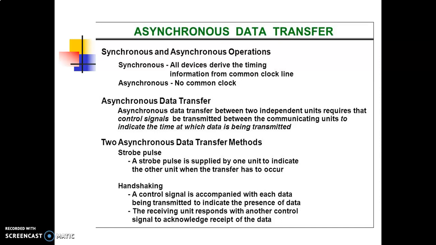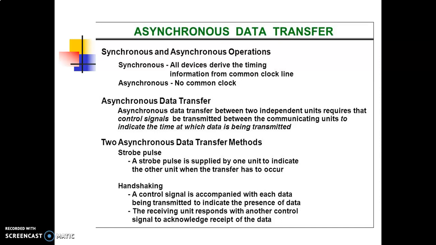And another method to implement this is by using a control signal that indicates the presence of data in the bus. The unit receiving the data item responds with another control signal to acknowledge receipt of the data, and this type of agreement between independent units is called handshaking.